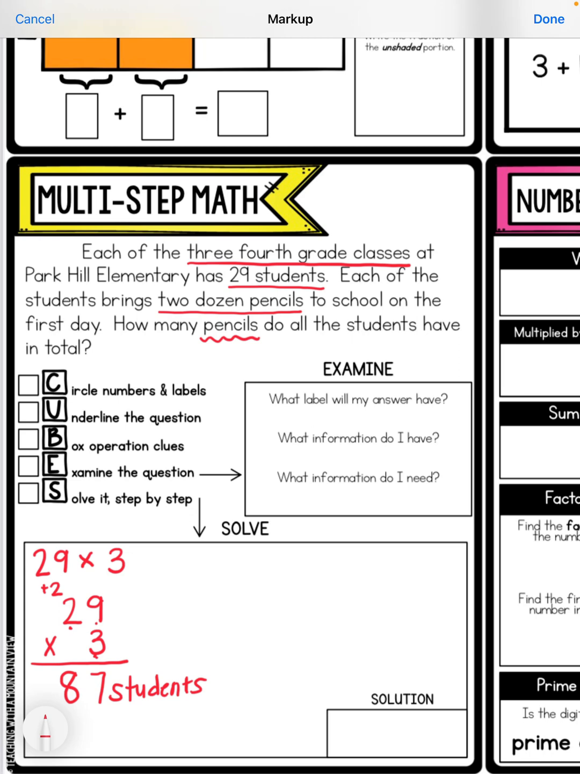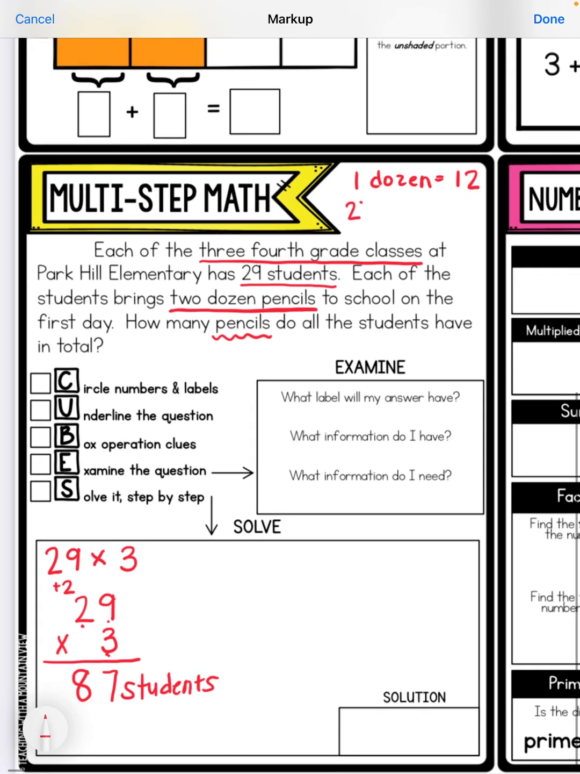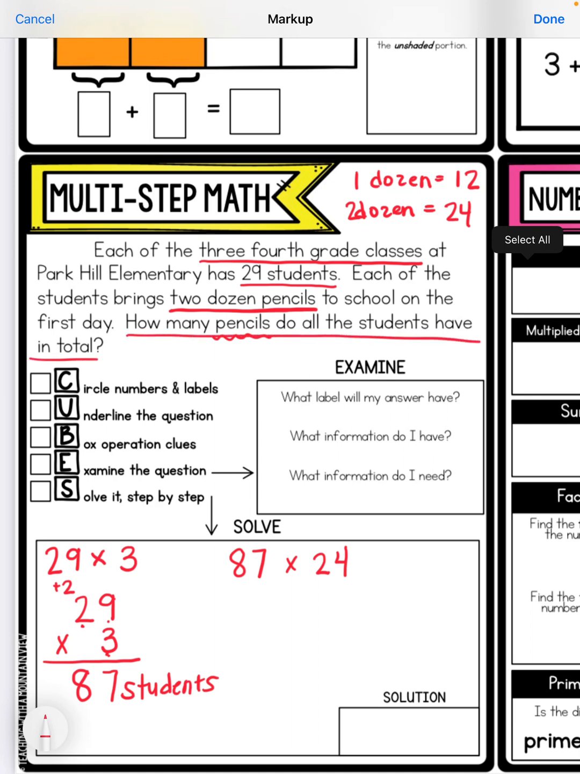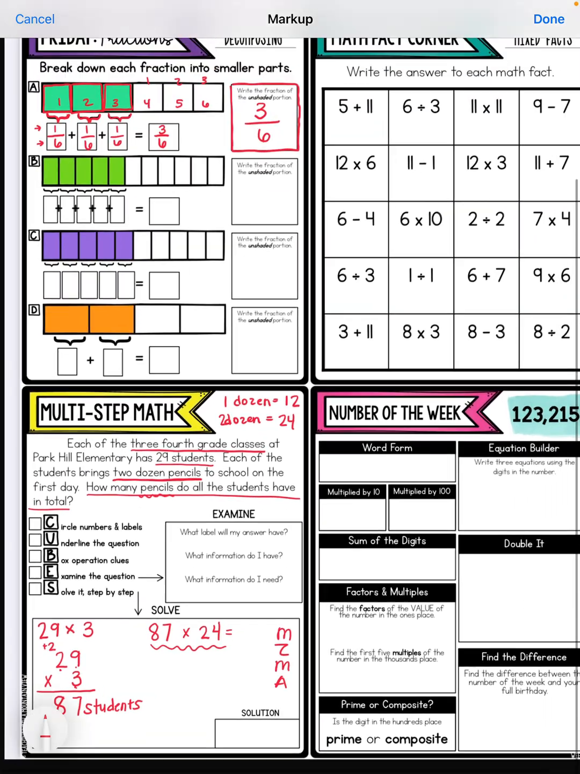Our word problem also says each student brings in 2 dozen pencils. Well, I know 1 dozen is equal to 12. So if I have 2 dozen, that means each kid brought in 24 pencils on the first day of school. So if I have 87 students, each bringing in, that word each reminds us to multiply. My next problem is going to be 87 times 24 to find out how many pencils the students have in total. And I'm going to leave you with this. We're going to use MZMA to help us with this tough multiplication problem.